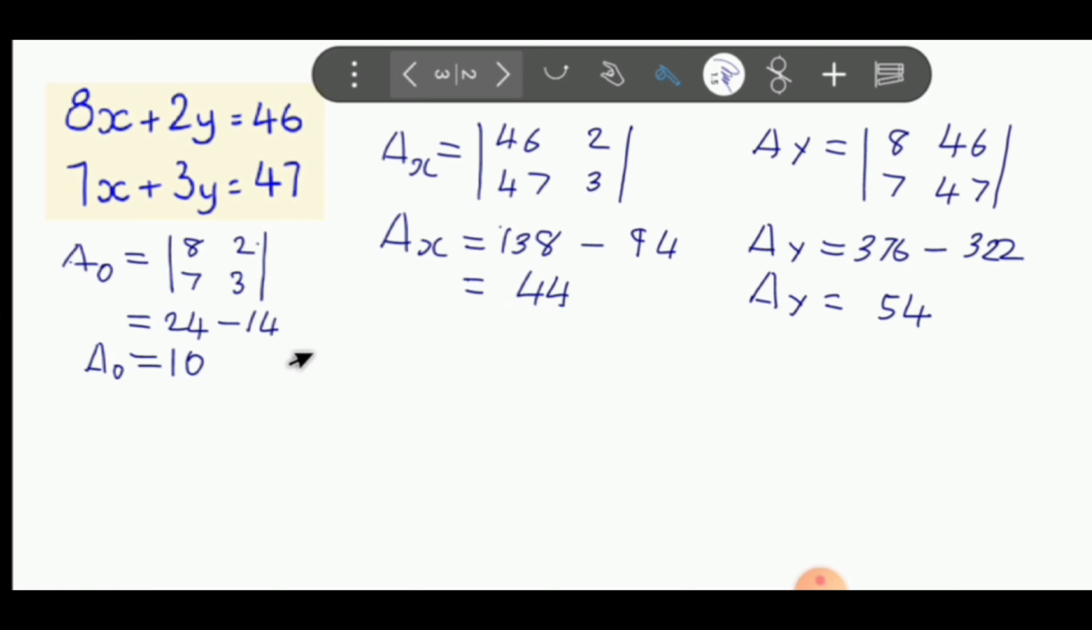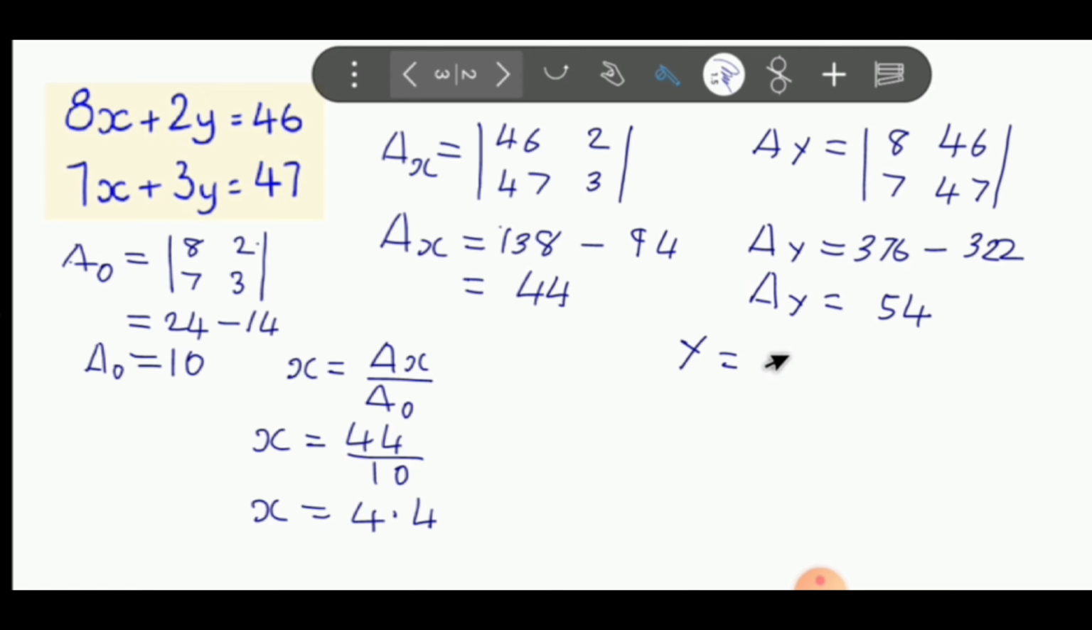So x will now be equal to change in x over change in naught, and change in x is 44, change in naught is 10, then x will be equal to 4.4, then y will be equal to change in y over change in naught. So y equal to 54 over 10, y equal to 5.4. So that will be all for determinants, using determinant method to solve a 2 by 2 matrix.